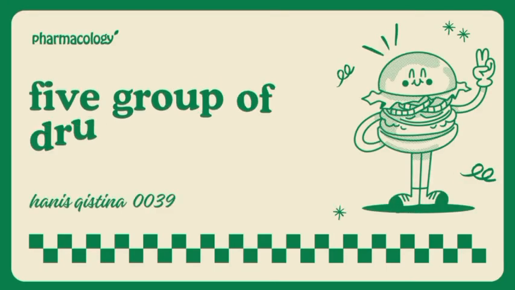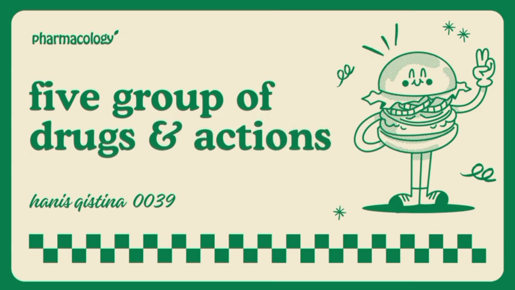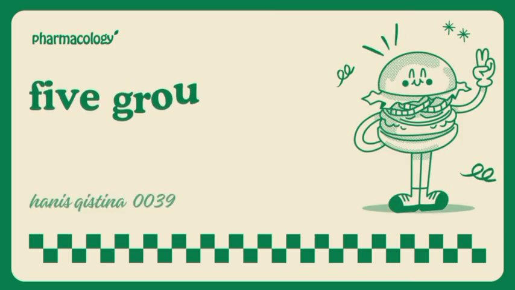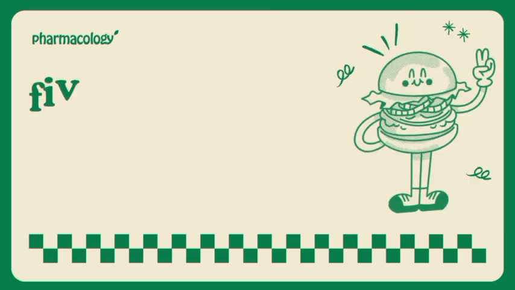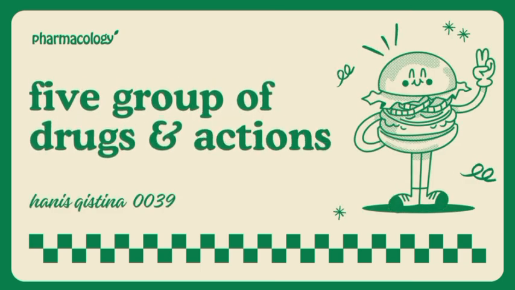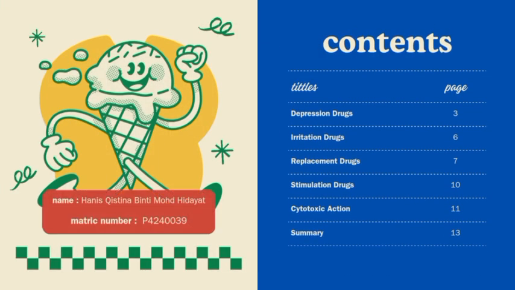I will be explaining a very important topic in the field of pharmacology and healthcare: the 5 types of drugs based on their mode of action. Understanding how drugs affect the body helps us make better decisions in treatment and ensure safer medical care. These 5 types include depression drugs, stimulation drugs, irritation drugs, cytotoxic actions, and replacement drugs. Let's go through each one with clear definitions and examples.